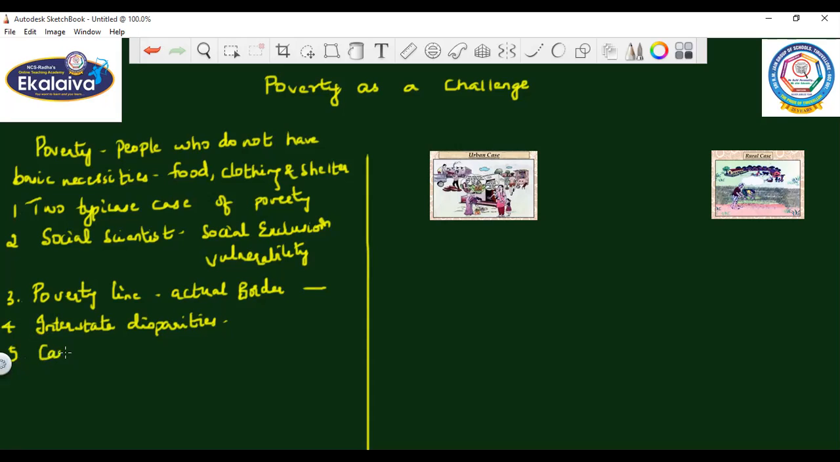Then, what are the causes of poverty, children? If we get a solution for these causes, we will have given certain solutions to all these problems. So, causes of poverty. Then, as I told you just now, finding out anti-poverty measures, that is, finding a solution and giving measures for these causes of poverty.